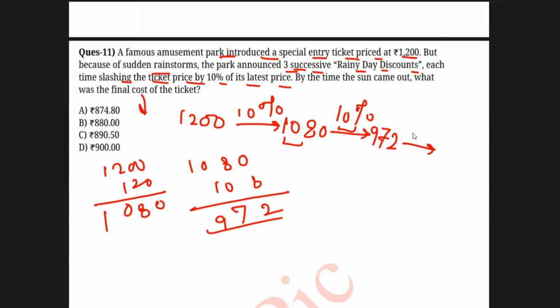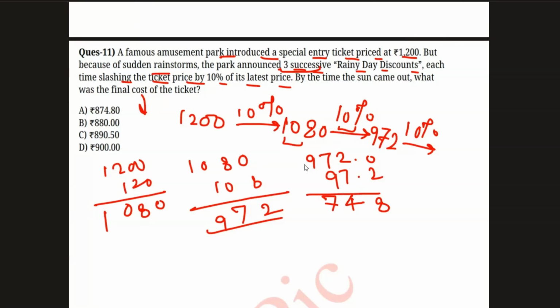Now you have to decrement once again because it is saying that three successive discounts. So this is 1, this is 2, then another is 3. So 972, the 10% of 972 will be 97.2. So 972 minus 97.2. So let it be 0. Then 10 minus 2, 8. 11 minus 7, 4. Then 16 minus 9 is 7.